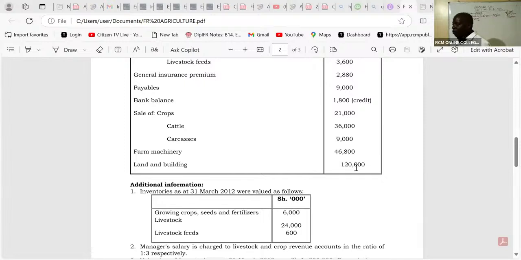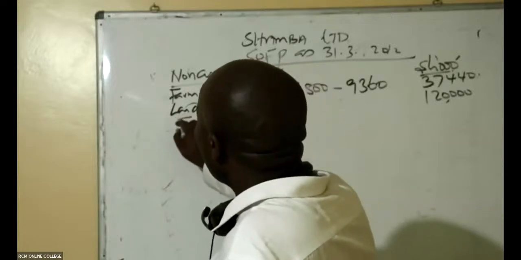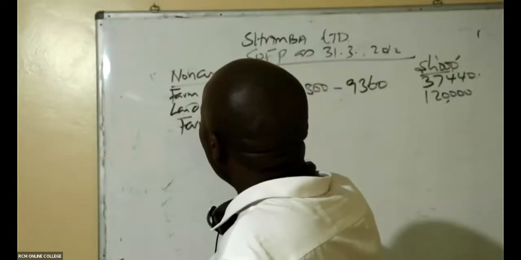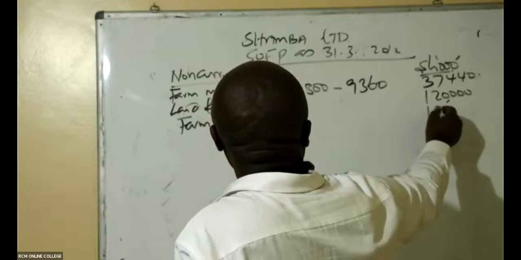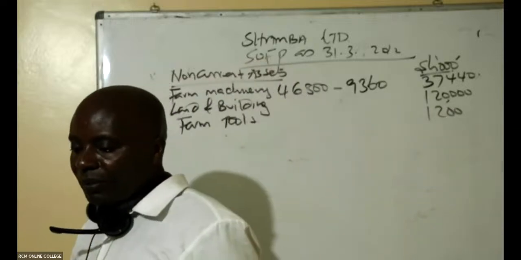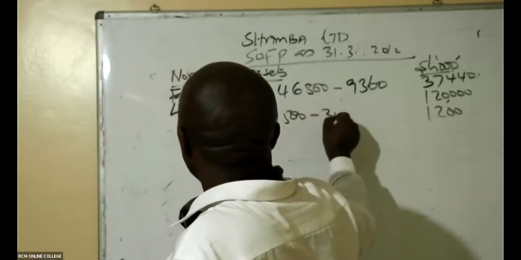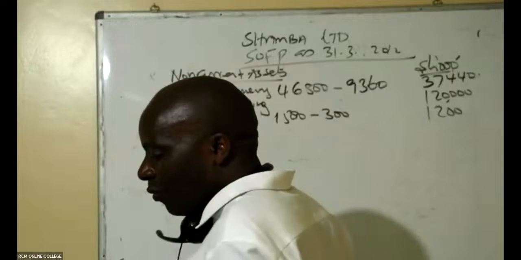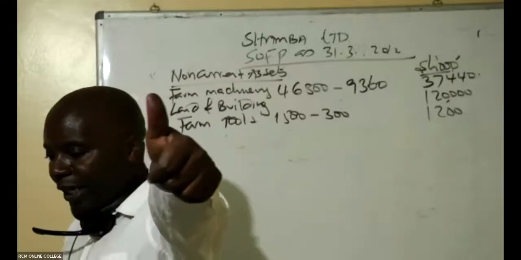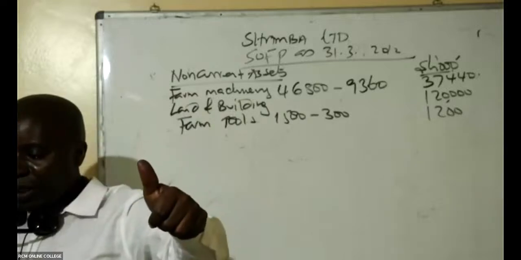After that, we also have some other non-current assets known as farm tools. If you remember farm tools, they did evaluation at the end of the year, and the value was 1,200. Or you can begin with the 1,500, then subtract the depreciation of 300 to get that 1,200. Up to here, are we okay, ladies and gentlemen?